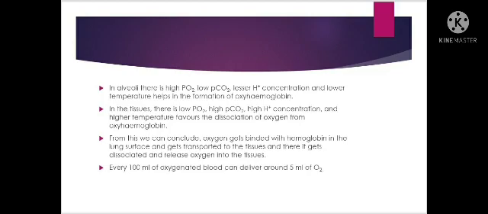oxyhemoglobin. From this we can conclude oxygen gets bound with the hemoglobin at the lung surface and gets transported to the tissues, and there it gets dissociated and releases oxygen into the tissues. Every 100 ml of oxygenated blood can deliver about 5 ml of oxygen.